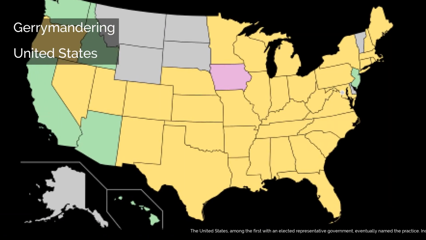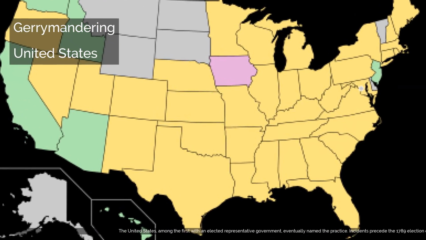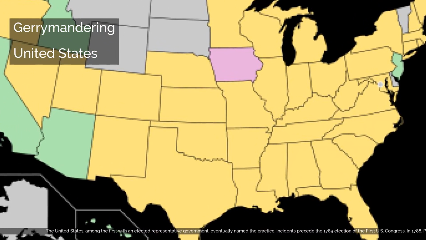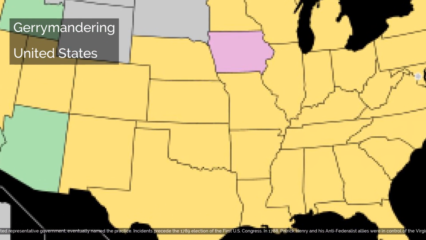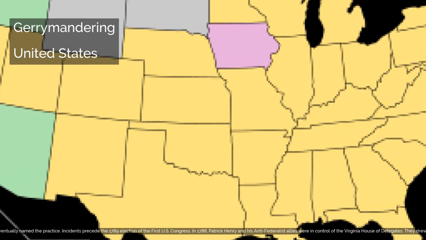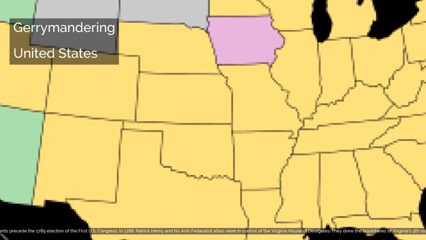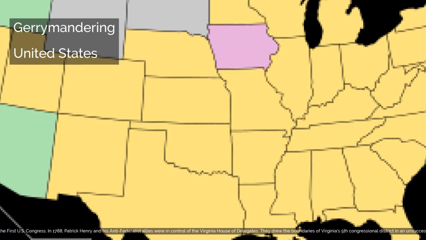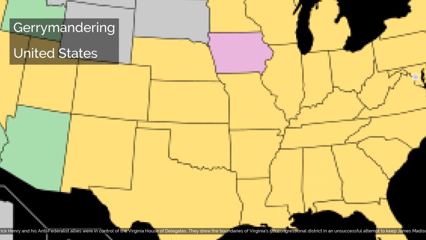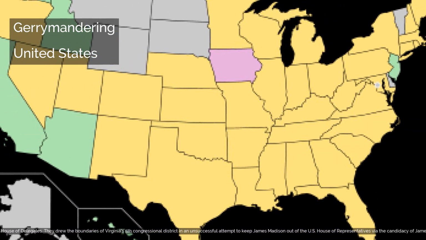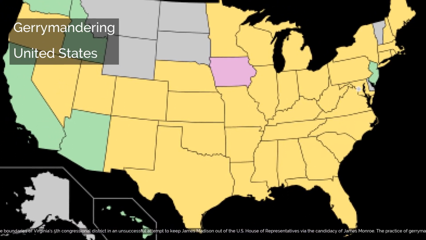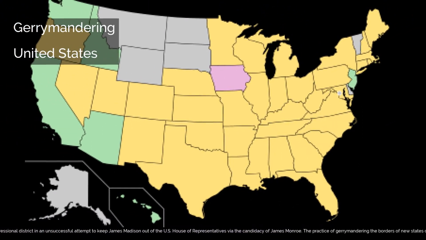The United States, among the first with an elected representative government, eventually named the practice. Incidents precede the 1789 election of the first U.S. Congress. In 1788, Patrick Henry and his anti-federalist allies were in control of the Virginia House of Delegates. They drew the boundaries of Virginia's 5th congressional district in an unsuccessful attempt to keep James Madison out of the U.S. House of Representatives via the candidacy of James Monroe.